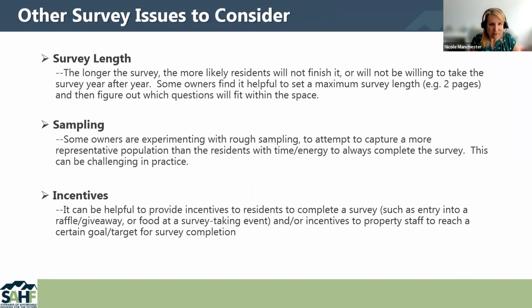Some other things to think about: survey length. Of course, the longer it is, the harder it might be to get residents to do the full thing. I've heard from some organizations that they say the survey is no more than 3 pages, and whatever can fit in 3 pages will be included, and that's it. That's the guiding benchmark. Different folks take different perspectives on that.